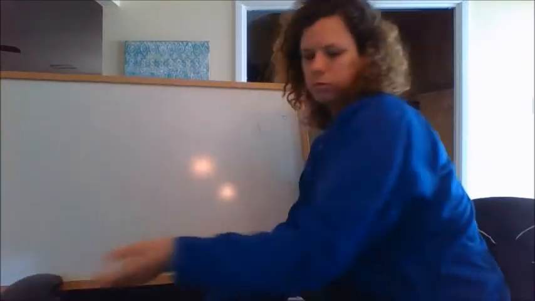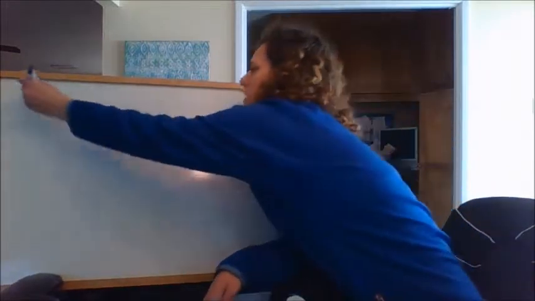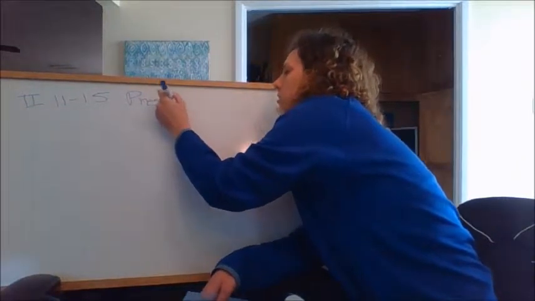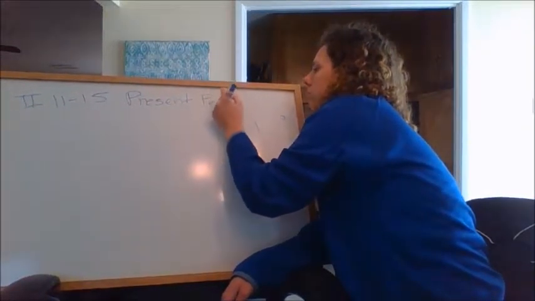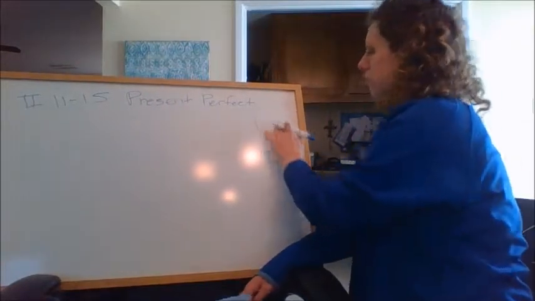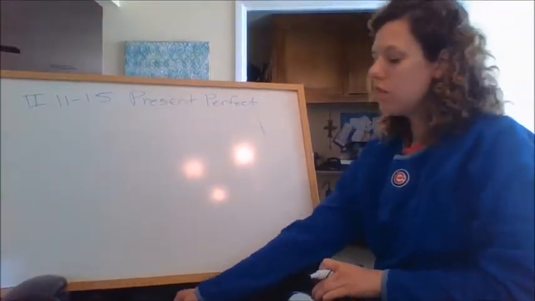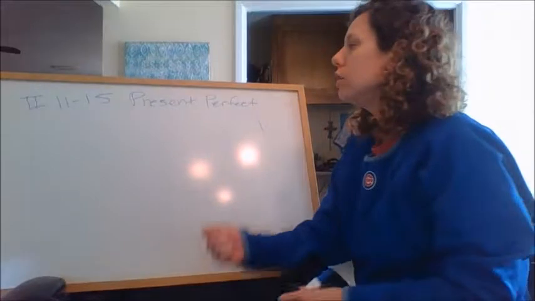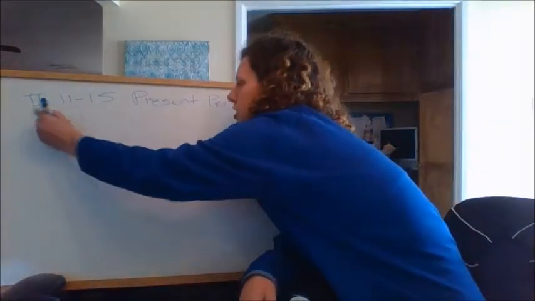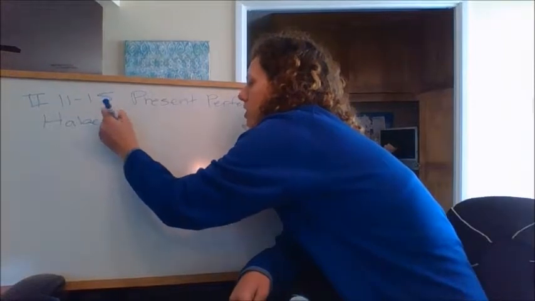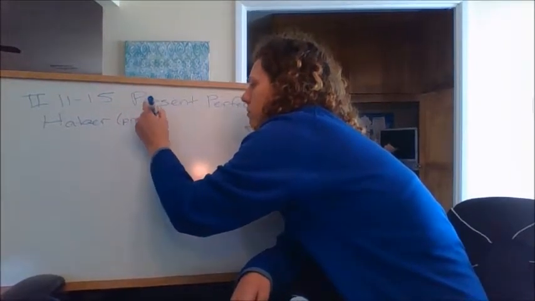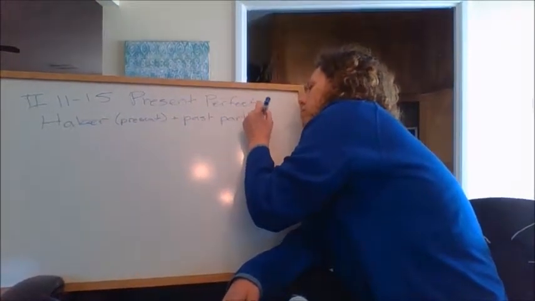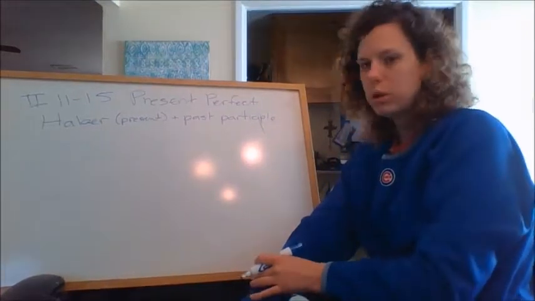Section 2 is 11 to 15. And this is the present perfect. Okay, so with the present perfect, this is a verb tense. It says form the present perfect tense for each verb based on the subject. So for the present perfect, you take the conjugation of haber in the present tense and your past participle.